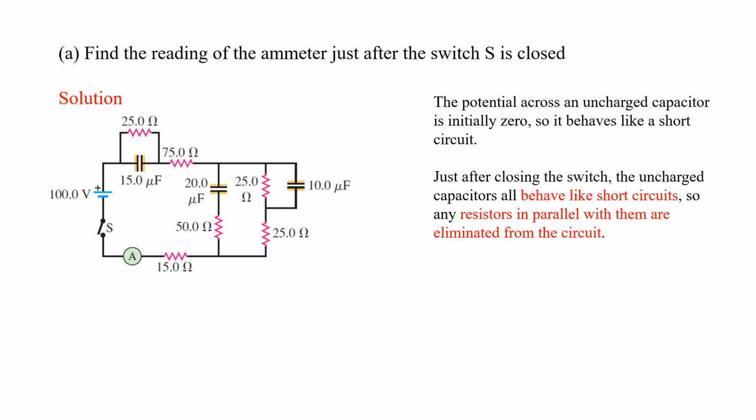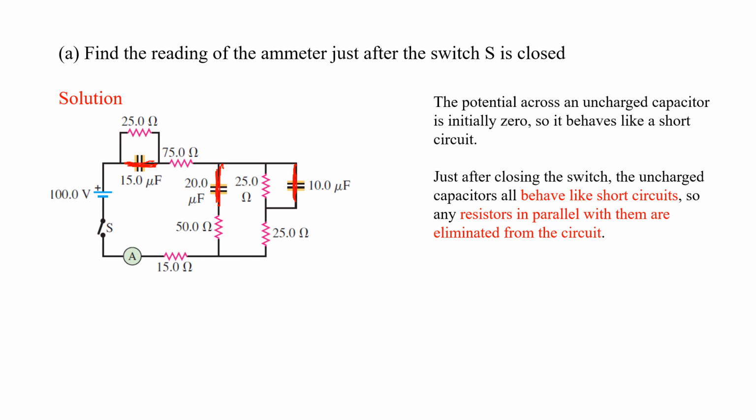So let's first find the reading of the ammeter just after the switch S is closed. At time equals 0, just when the switch S is closed, the potential across your uncharged capacitor is initially 0. So it behaves like a short circuit. That means there's just a wire here, and also here. These are just shorted. These are wires here.